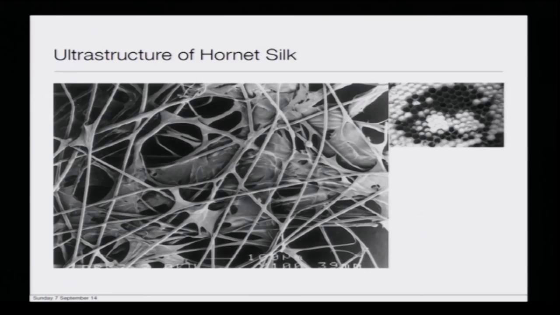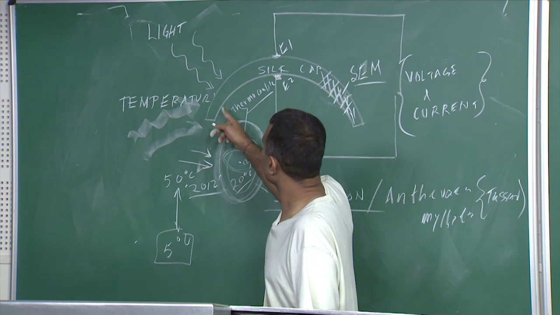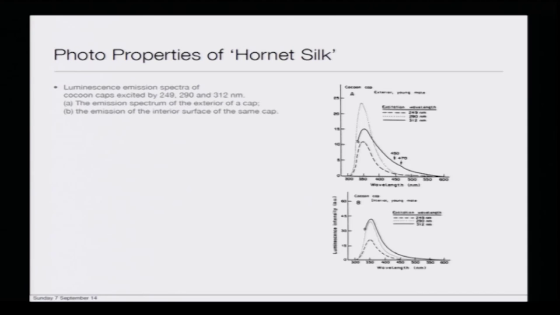This is how the ultrastructure looks, and it consists of both fibrin and sericin protein. Now, if you look at the photo properties of the hornet nest, exactly the same experiment, the experimental setup is in front of your eyes. If the cocoons are excited at around 249, 290 or 312 nanometer, you will see the emission spectrum. If you are exciting at 290 nanometer, you see emission near 350, with a slight shift at 249 nanometer. It is pretty much all concentrated around 350 when you see the emission.